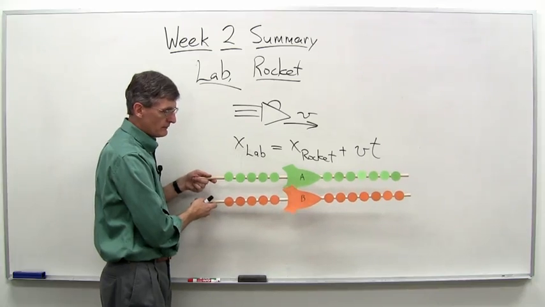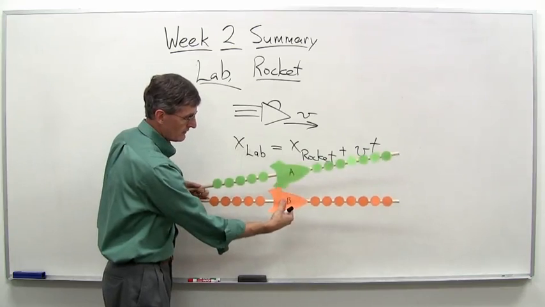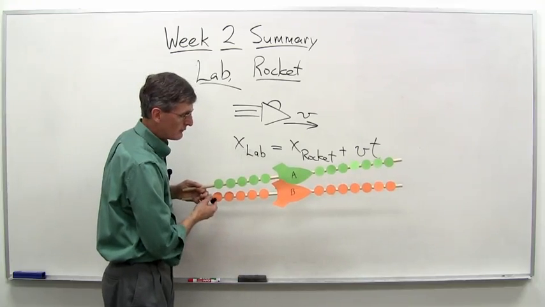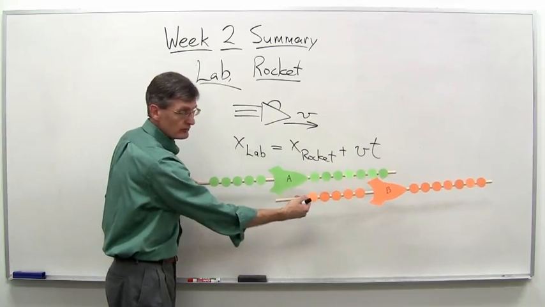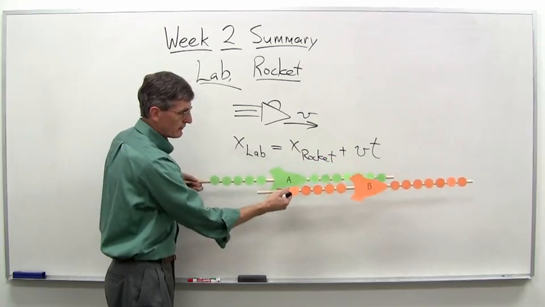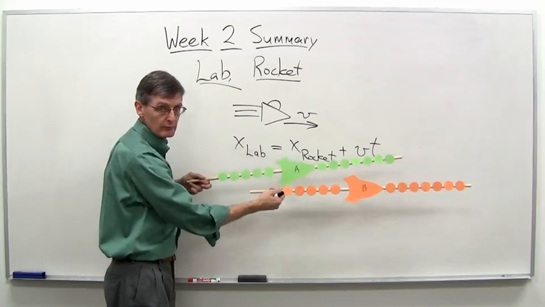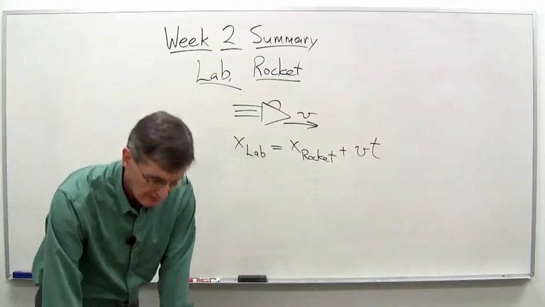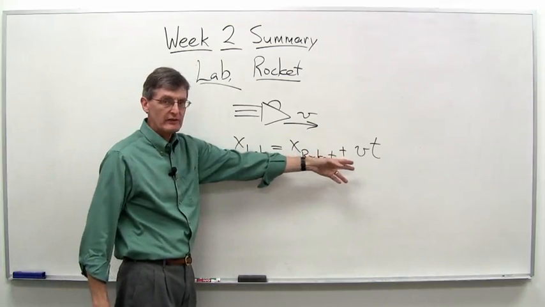And if Bob, at that instant in time, saw something right there, then Alice would see it at the same clock and position. But a little bit later, velocity times time, Bob has moved a certain distance, and therefore, if it's the same clock, it's that clock distance plus the distance he's moved. Velocity times time. So this is the basic equation: X lab equals X rocket plus vt.